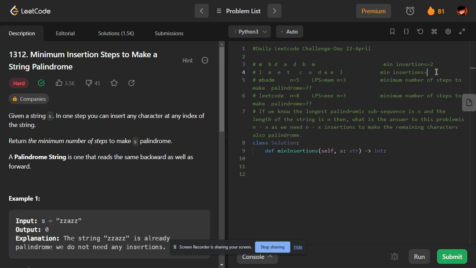Minimum insertion became 2. Then a T came. I need to compensate for a T, so we will include a T here. Minimum insertion became 3. Then a C came. I need to compensate for a C now, so I will insert a C here. So it became 4. C came, now O came. There is no O here, so we need to compensate for O as well, so it became 5.